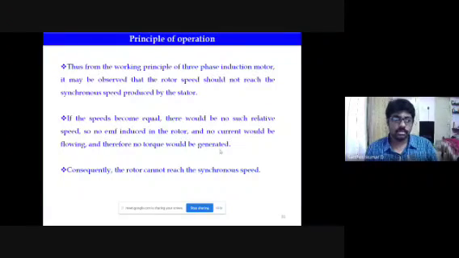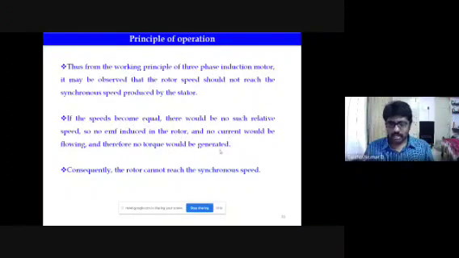How? This is my question to all of you. What if the rotor speed is equal to the synchronous speed of the rotating magnetic field? That is the question. Okay, the answer is here only. If the speeds become equal, there would be no relative speed.